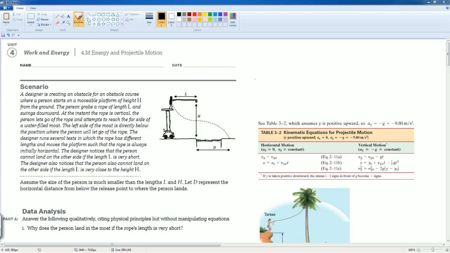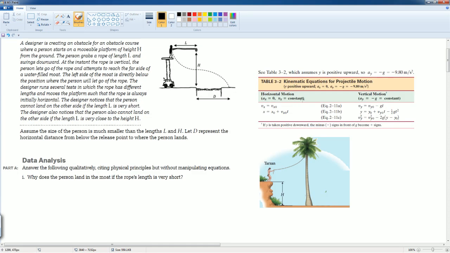Welcome to the AP Physics Workbook tutorial. Here we have Unit 4 for Work and Energy. The section is 4.M, Energy and Projectile Motions. Right here, I give you the projectile motion equations in case you need them.